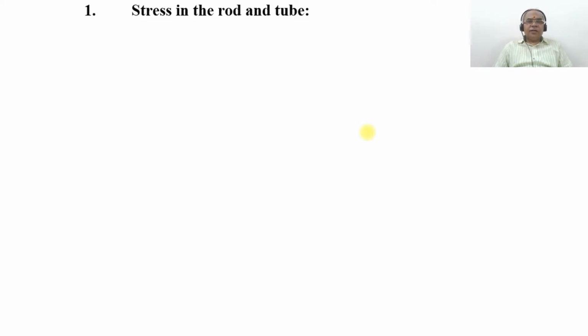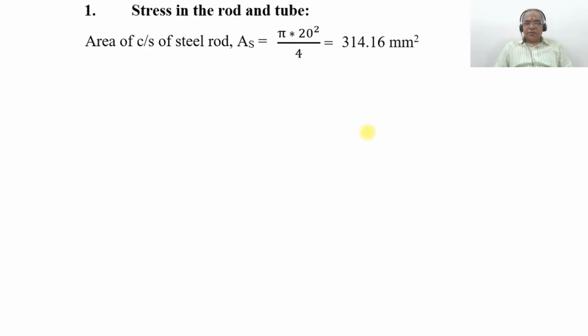To find that, first we need to find the area of cross section, because stress is nothing but the load divided by the area of cross section. So the area of cross section of steel, AS, as the diameter is given to be 20, is pi by 4 into 20 square, as it is a circle. Once you calculate that, you get the value as 314.16 mm square.